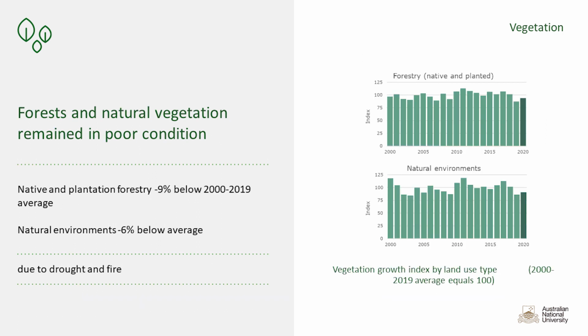Forest and natural vegetation on average remained in poor condition. In native and plantation forestry, we saw that productivity was 9% below the 20-year average, and natural environments was 6% below the long-term average. That is mainly due to drought in the inland and fire on the coast.